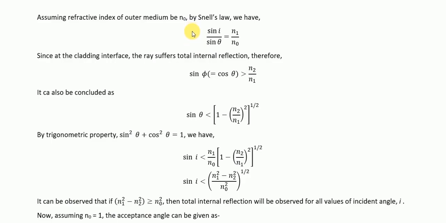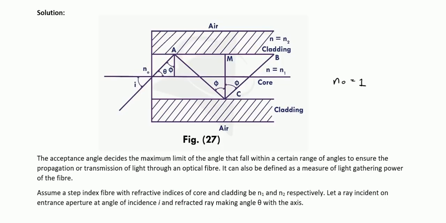Now, here's the key. For the light to stay trapped in the core, it must undergo total internal reflection at the core and the cladding boundary. And this can happen only when sin phi is greater than n2 by n1. Now, using some trigonometry and substituting the values, we can express sine theta. Let's check in the diagram. This angle is theta and this angle is phi.